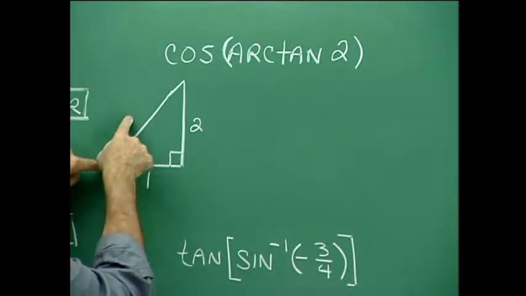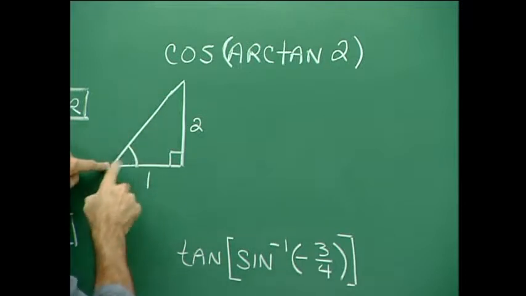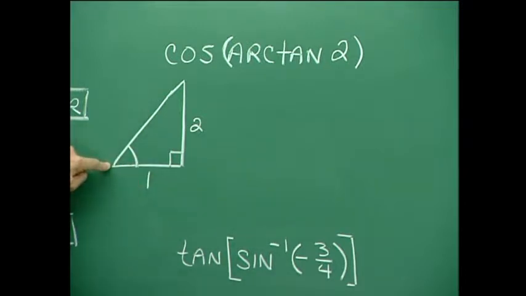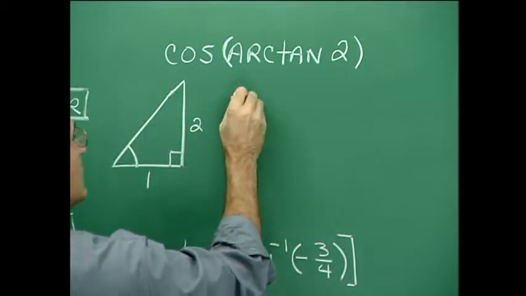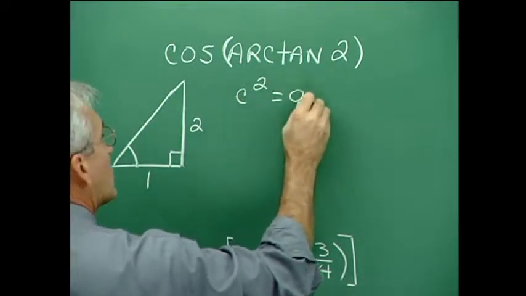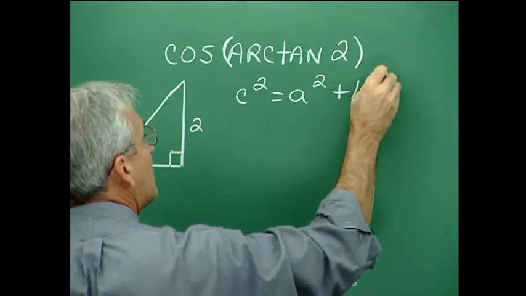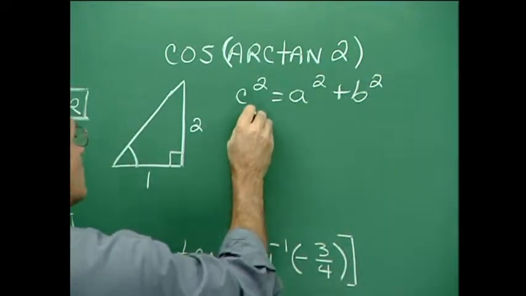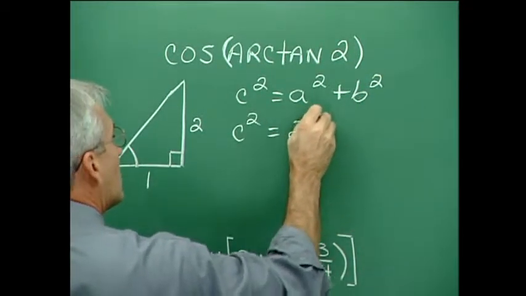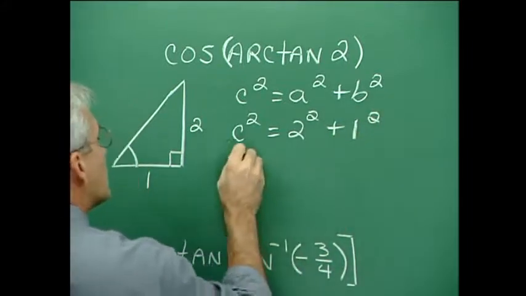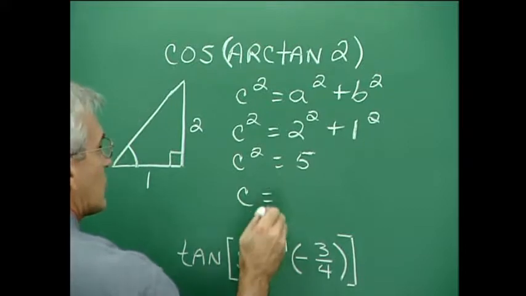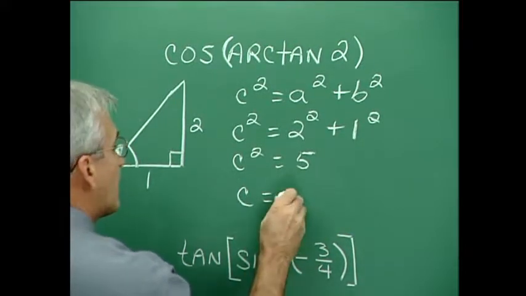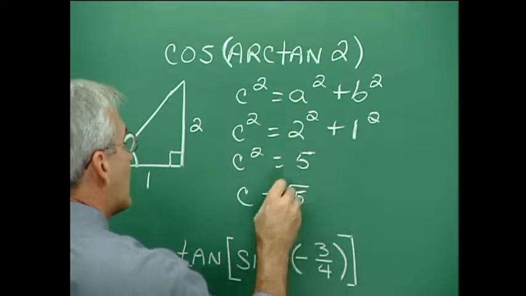And once I have the length of this side, I can find the cosine of that angle, you see, without even finding the size of the angle itself. All right, I can find the hypotenuse like this. C squared is a squared plus b squared. So c squared is 2 squared plus 1 squared. C squared then is 4 plus 1, 5. C then is plus or minus the square root of 5, and we want the positive version, so it's the square root of 5 that we're after.